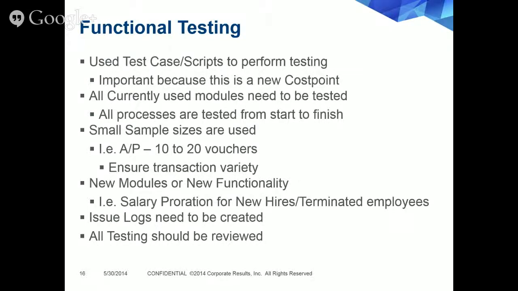So within functional testing, we use small sample sizes. For instance, AP will test 10 to 20 vouchers, and we want to make sure that within that sample size, it's a good representation of our actual data. So we want to ensure that the transaction variety is valid. You don't want to take the easiest vouchers for the sample size. You want to have a mix of your day-to-day activities and what you would normally find within your current Costpoint or your current system setup.